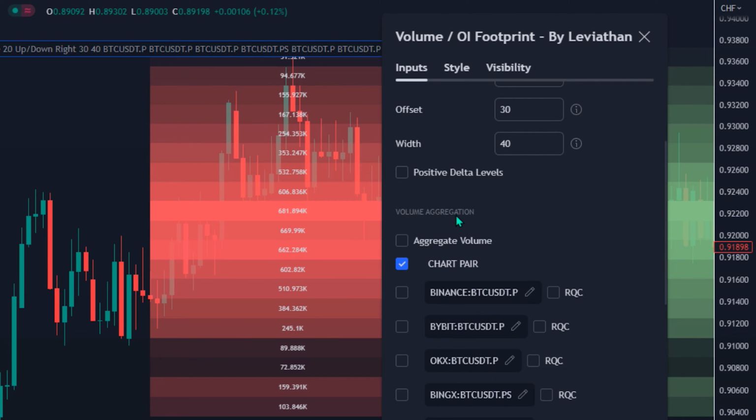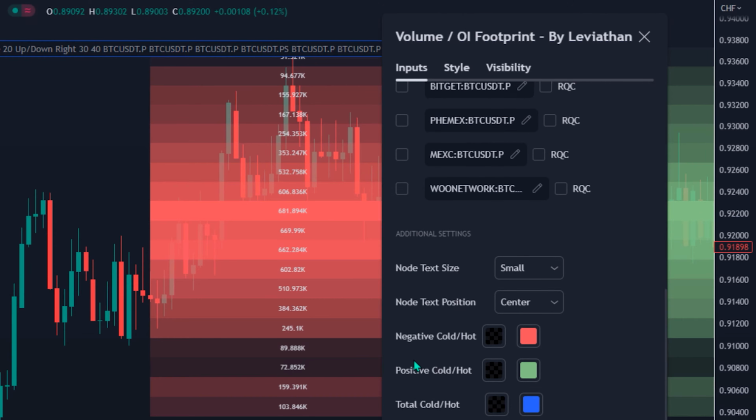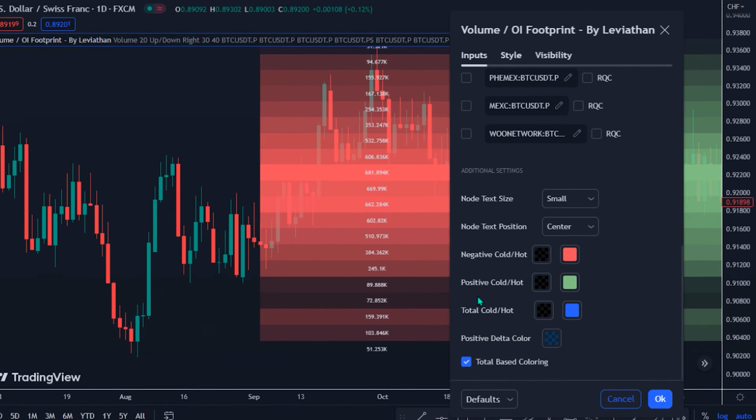Next is volume aggregation. You can aggregate volume data from 8 different sources. Make sure to check if volume data is reported in base or quote currency, and turn on the RQC, reported in quote currency, function accordingly. Other settings mostly include appearance inputs.